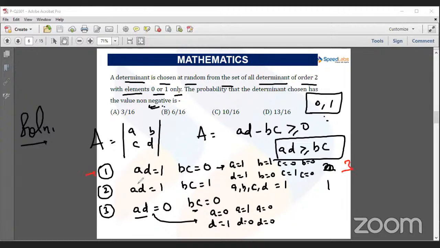3 ways for case 1. Case 2 only 1 way, सबको 1 होना है. And case 3, AD 0, BC 0. This will be 3 into 3 ways, 9. Total favorable ways is 13. And possible कितने आउटपुट होंगे? A can be 0 or 1, B can be 0 or 1, C can be 0 or 1, D can be 0 or 1. So 2 into 2 into 2 into 2, 16. तो सैंपल स्पेस 16 का है, फेवरेबल 13 है हमारे पास. आंसर विल बी 13 by 16. Any questions? Okay, next one then.